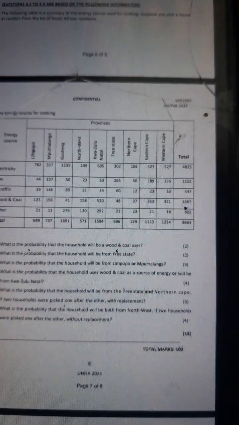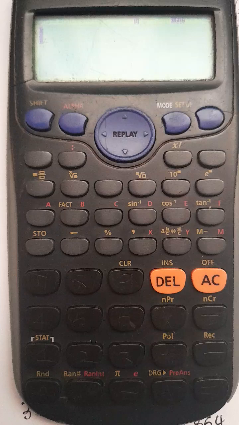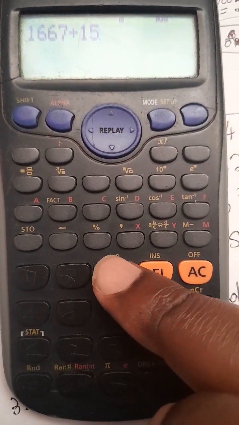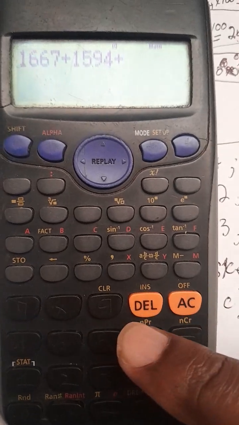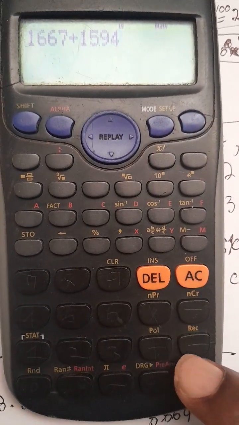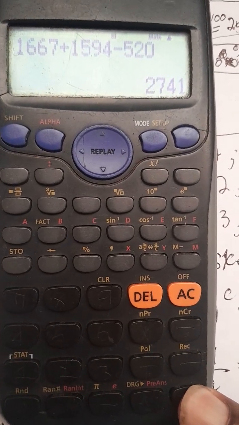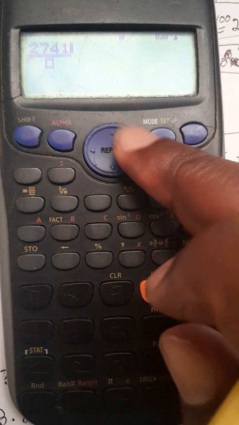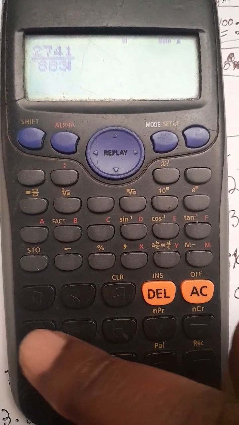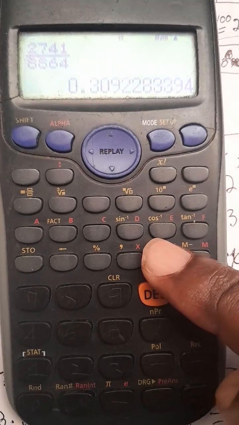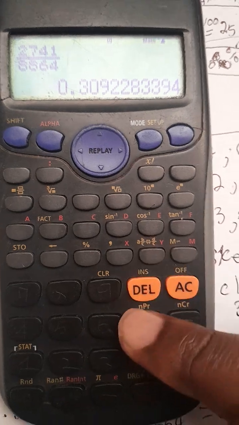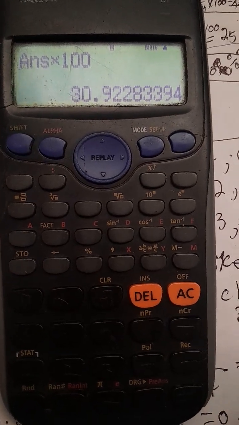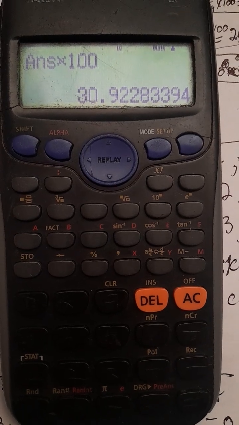That will be 520. So let me show you using a calculator how you can get the probability here. First thing first, they said 1667 wood and coal. Then secondly, in KwaZulu-Natal, the total will be 1594. Plus we also have wood and coal in KZN. Let's subtract that 520. What are we getting? We're getting 2741. Then you are going to say 2741 divided by 8864. What is that? This is the probability. In decimal places, it's going to be 0.309. You write it in percentage, times by 100. That will be, in one decimal place, 30.9%. That's how you will have calculated 3.4. Then let's go to 3.5.